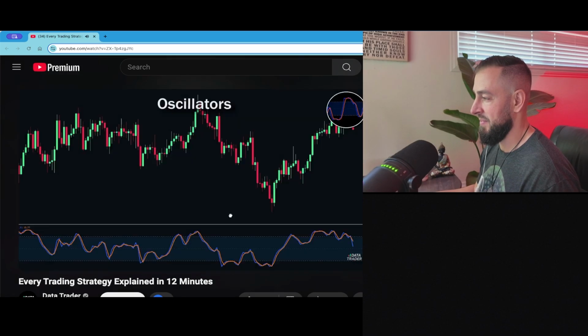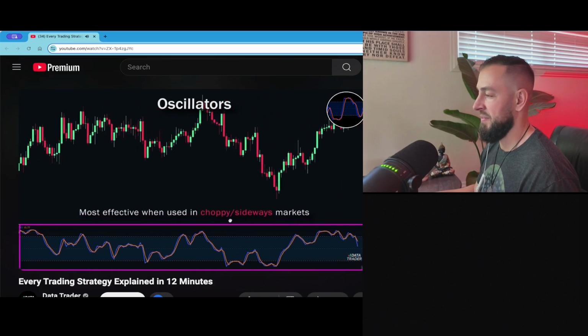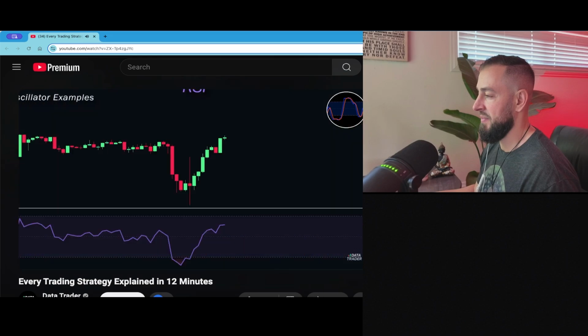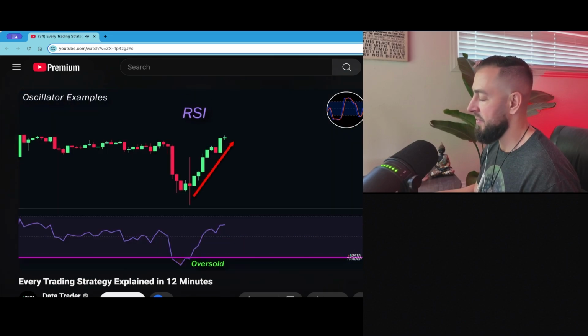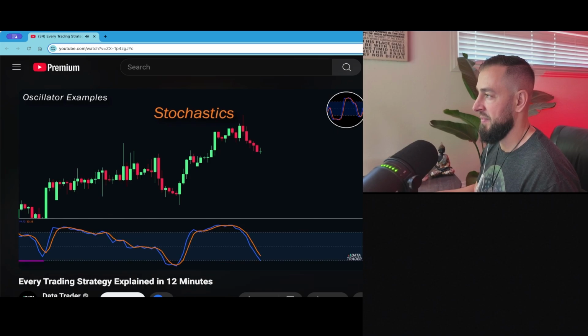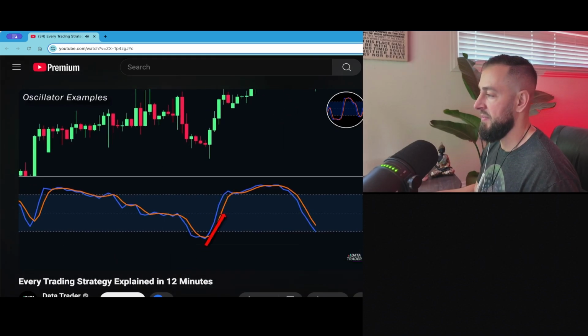Oscillators. These are the types of indicator that display the relative strength of a price. It is most effective when used on choppy or sideways markets. Most notable oscillators include RSI. When the line is in the oversold region, it indicates a possible reversal to the upside. If it's in the overbought region, it indicates a possible reversal to the downside. Stochastic. If both lines are at oversold, it signals a possible reversal to the upside. And if both lines are at overbought, it signals a possible reversal to the downside. These two lines can also cross over each other to predict future price movements.